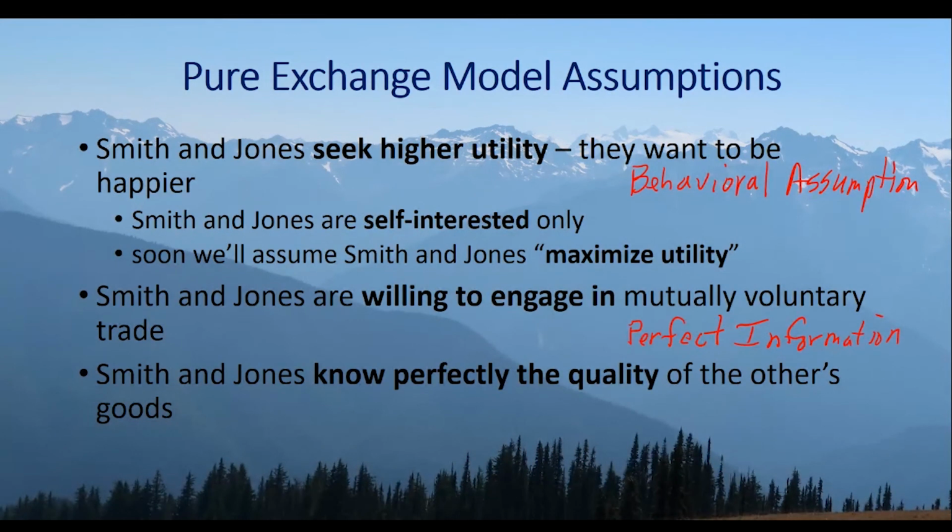But there's another aspect of perfect information that's incorporated already, and that is that they know their preferences. They know what their likes and dislikes are between apples and oranges. And they know that perfectly as well when they come to the market. Okay, so that's the aspect of perfect information that we're incorporating here.